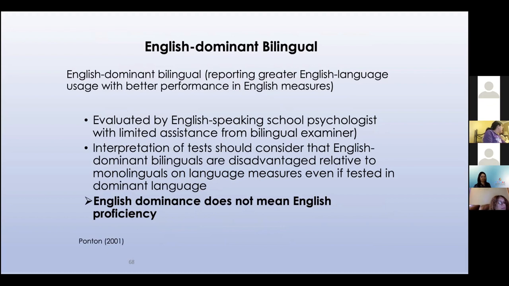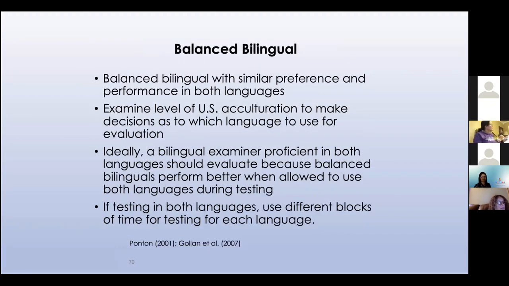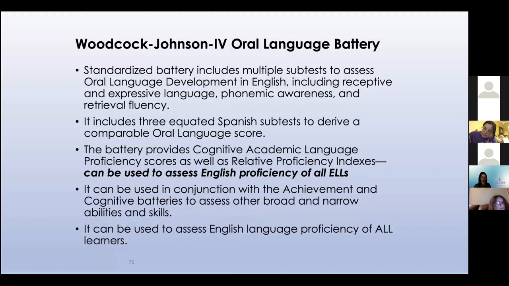So then we have different evaluators. Who takes care of what, I put here kind of like what I said: English dominant doesn't mean English proficiency. If you have an English dominant bilingual, you can have a monolingual English speaker. But if you have a non-English dominant bilingual, ideally a bilingual school psychologist, but again, they don't exist for every language, but I have it there for your perusal later on. And then a balanced bilingual, meaning that they know both. I'm a balanced bilingual, but it depends on who you have.